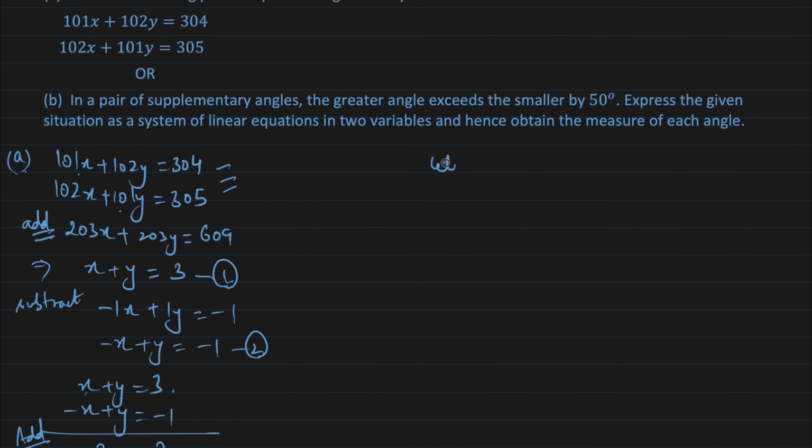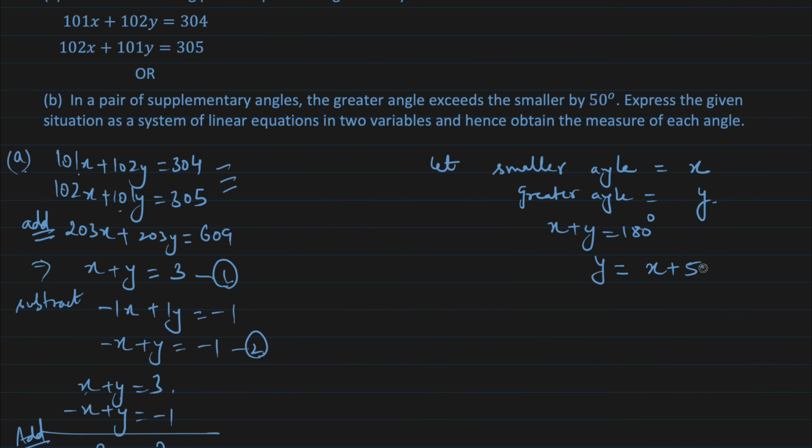So I'll take the smaller angle as x and the greater angle be y, right? Okay. Now, pair of supplementary angles. So we know that x plus y is 180 degrees. They add up to 180, right? Now the greater angle is y. So y is equal to the smaller plus 50, since it exceeds it. That's your second equation.